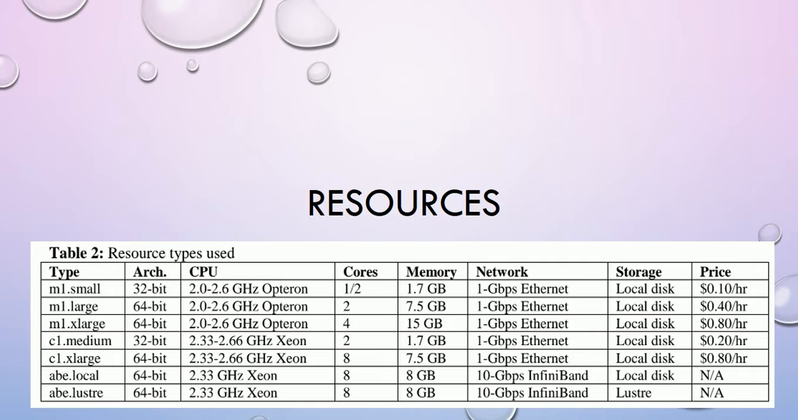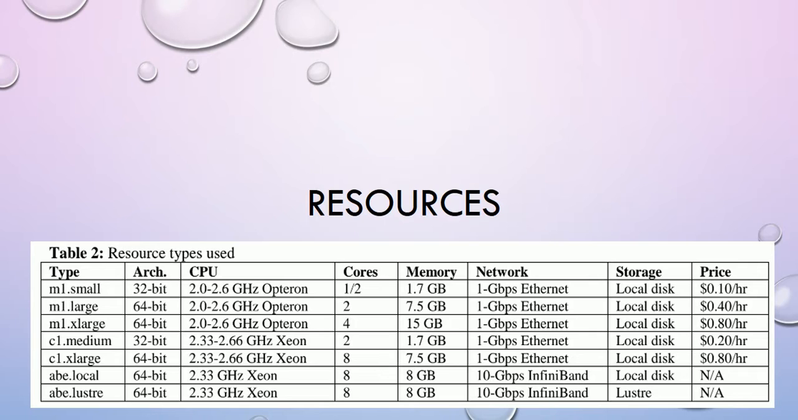Using 2 different names is simply a notational convenience. Secondly, in terms of computational capacity, the c1.xlarge resource type is roughly equivalent to the abe.local resource type, with the exception that abe.local has slightly more memory. We use this fact to estimate the virtualization overhead for our test application on EC2.